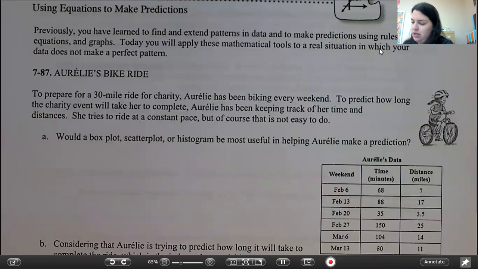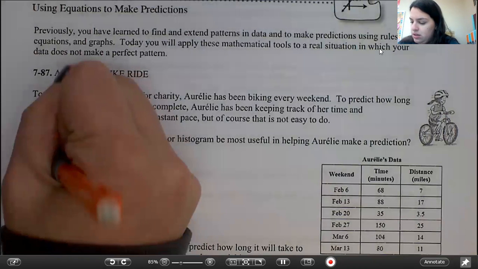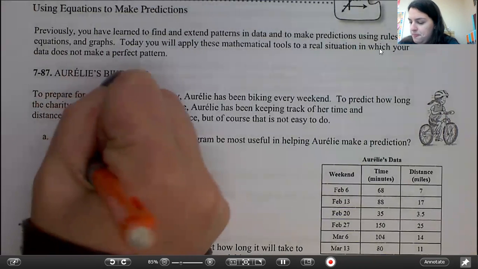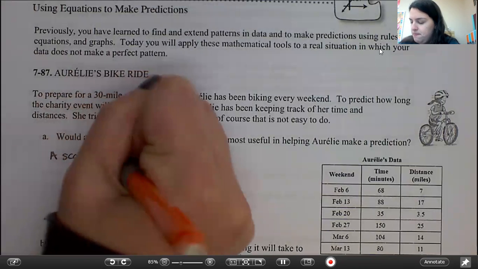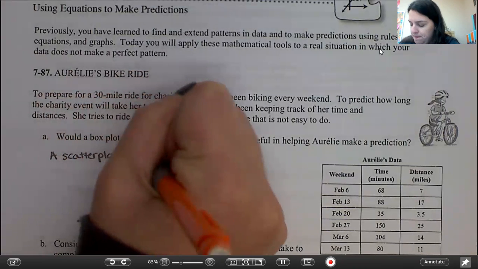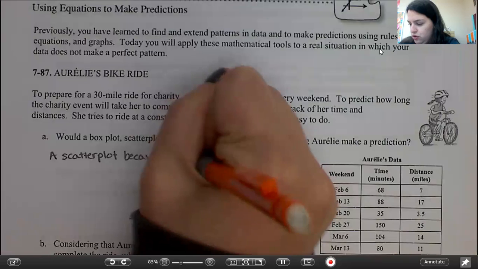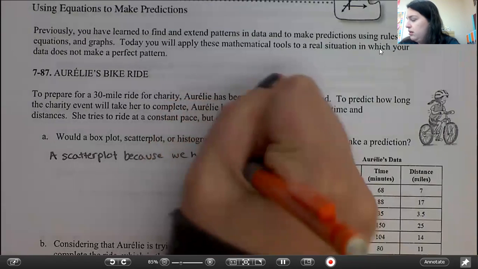If you're back with me, you have answered part A. You would want, hopefully you have said a scatter plot, because we have two variable data.